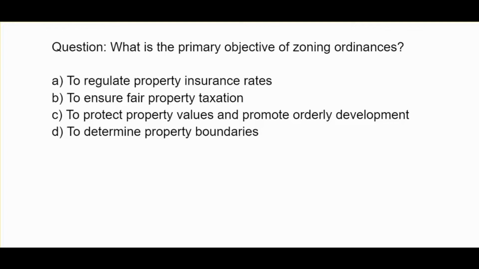What is the primary objective of zoning ordinances? A, to regulate property insurance rates. B, to ensure fair property taxation. C, to protect property values and promote orderly development. D, to determine property boundaries.